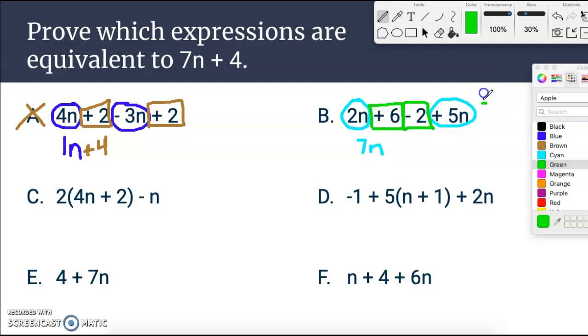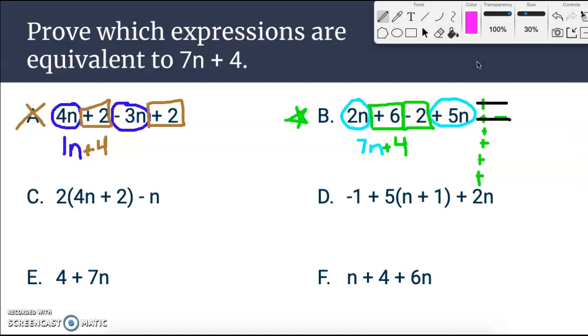I'm going to set up my picture over here. So 6 positives and 2 negatives. And these two pairs cancel out to make 0. So we're left with 4 positives. So 7n plus 4. That's the same as 7n plus 4, so B is equivalent.